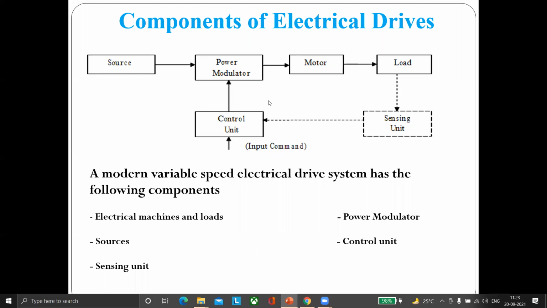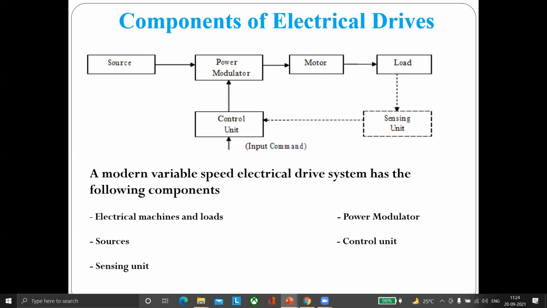You got the point? Yes, sir. You got the concept? Okay, this is one of the most important questions. Explain the block diagram, draw the block diagram of electrical drives, and explain it. It's a very, very important question for your examination, and also for your practical examination. The external examiner can ask the question: draw the block diagram of an electrical drive and explain it.